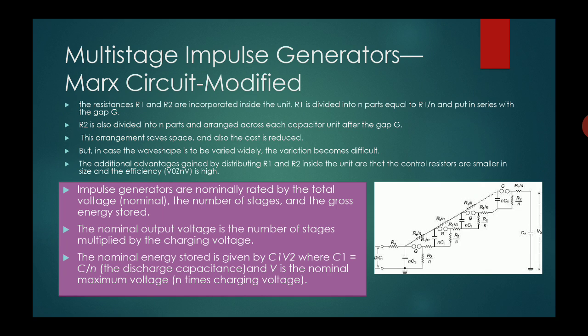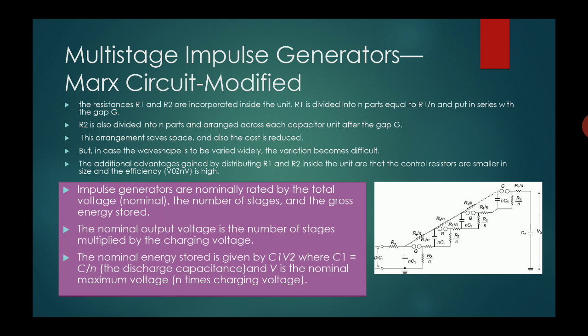The additional advantage gained by distributing R1 and R2 inside the unit is that the control resistors are smaller in size and efficiency is high. So we have found two advantages: one is higher efficiency, since the resistances are divided into equal parts, and second, it takes less space and there is also a low cost.